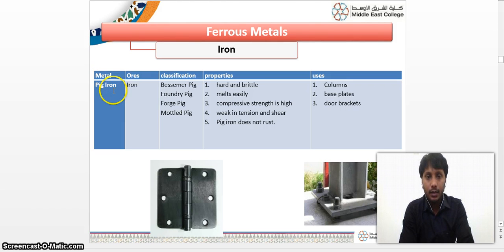Coming to pig iron, the classifications are Bessemer pig, foundry pig, forge pig and malleable pig. What are the properties of pig iron? It is hard and brittle, it melts easily, the compressive strength is high, and it is weak in tension and shear. Pig iron does not rust, so it is free from corrosion. Where do we use pig iron? Cams, base plates and door brackets.